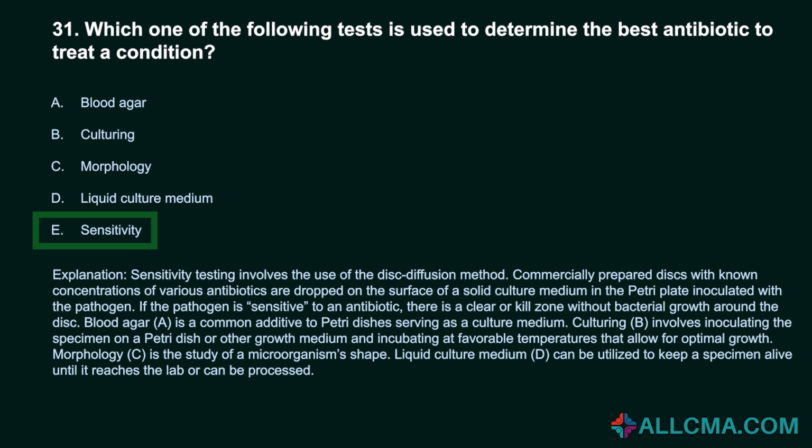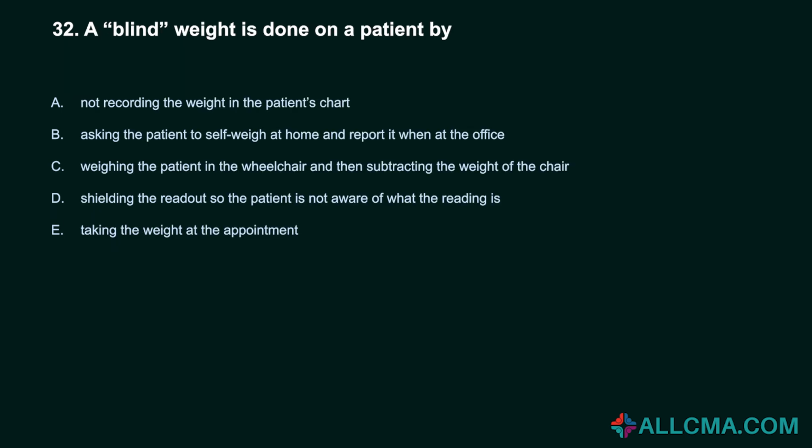Culturing, B, involves inoculating the specimen on a Petri dish or other growth medium and incubating at favorable temperatures that allow for optimal growth. Morphology, C, is the study of a microorganism's shape. Liquid culture medium, D, can be utilized to keep a specimen alive until it reaches the lab or can be processed.